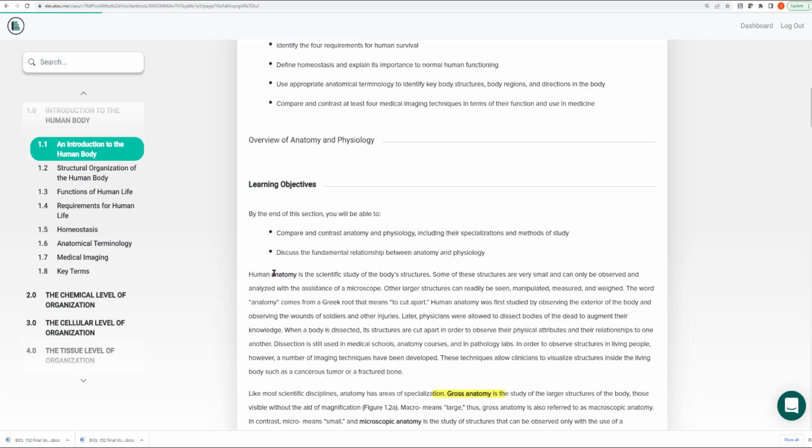So here we go. Anatomy is the study of the body's structures, right? And now, as I highlighted that, I want you to see that you can do the same thing.